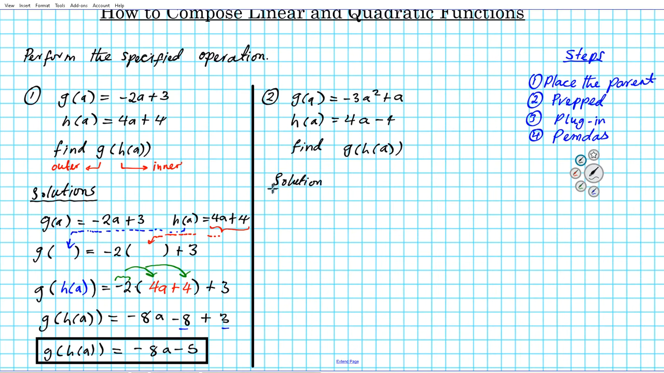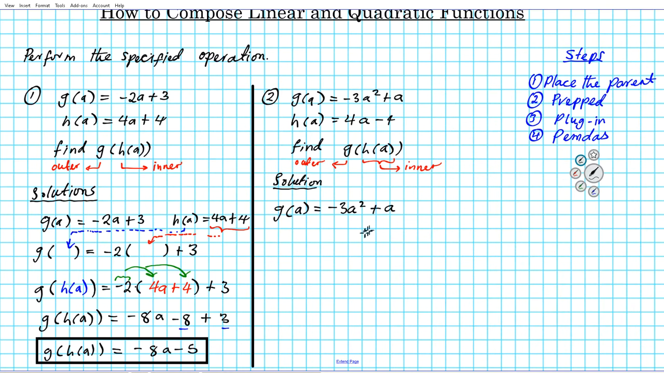So first things first, we have the steps outlined here. We're going to place the parent function. So the one on the outside, or the one that comes first, is the parent, or the outer function. All right, so the outer function is the parent function, and then the input function, or the inner function, is the one that goes in. All right, so let's place the parent. The parent function is g of a, which is negative 3a squared plus a.